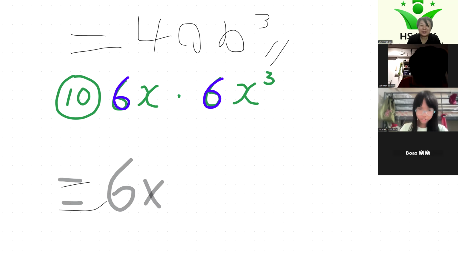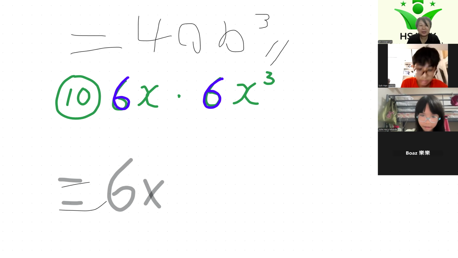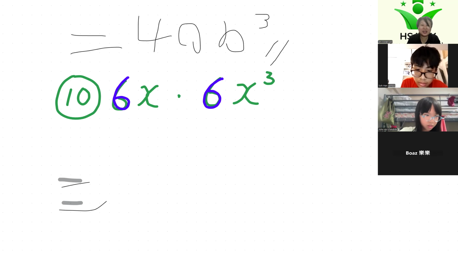Sorry, I just lost Wi-Fi. Lost the Wi-Fi? Do you live very far away? So sometimes the Wi-Fi connection is not good. Sometimes me too. Sometimes the Wi-Fi connection is not good too.